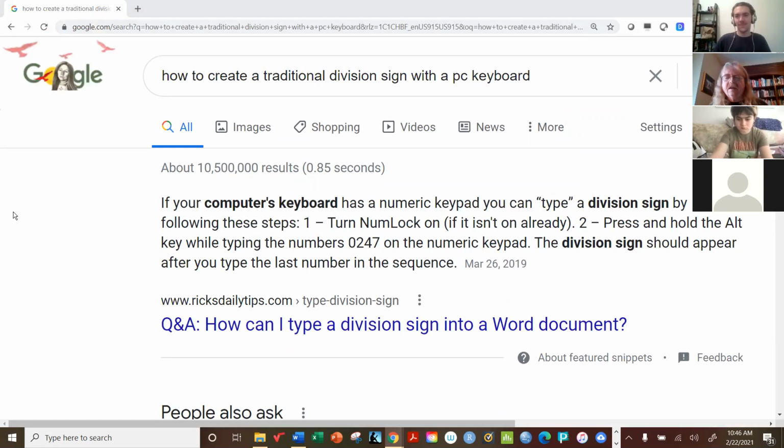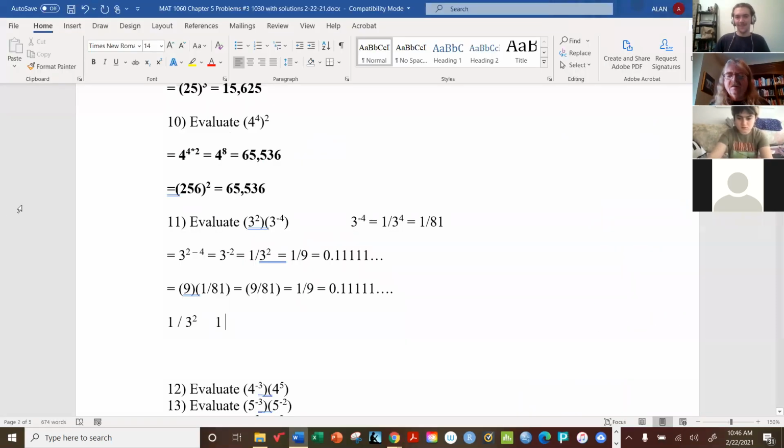Now that's pretty scary that I have to go through all that crap. It says Numlock Alt 0247. Well, it was so obvious, wasn't it? All right. Well, let's see what those imbeciles have done, if they've done this correctly. Numlock Alt 0247. No, it didn't work.